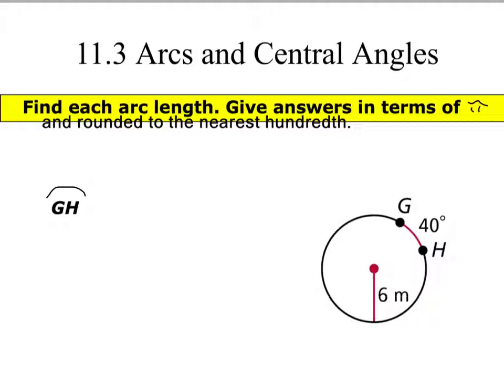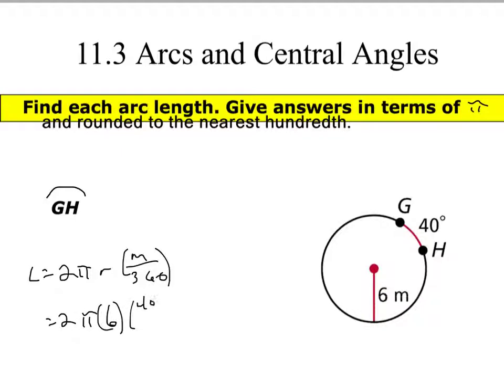All right, so the formula for this is L is equal to 2 pi r times m over 360. When we do that, we plug in what we know. We know my r is 6, and we know the measure of my arc is 40 degrees over 360. If you multiply all of these across, you would get 1.3 repeating.